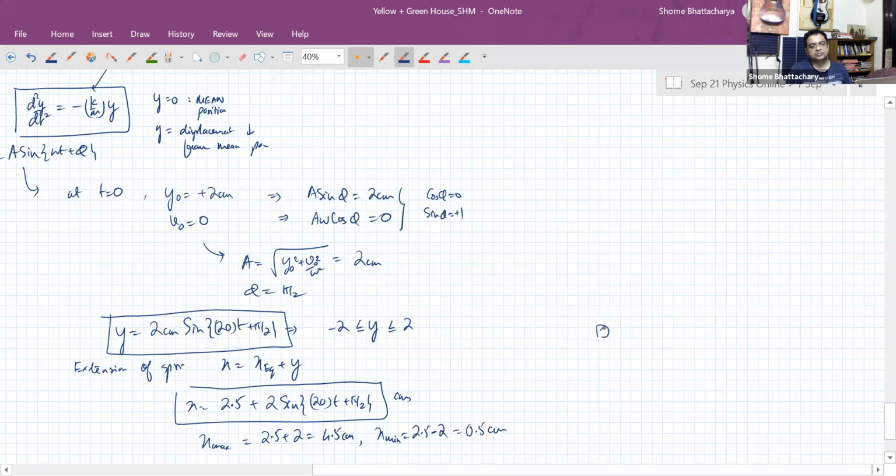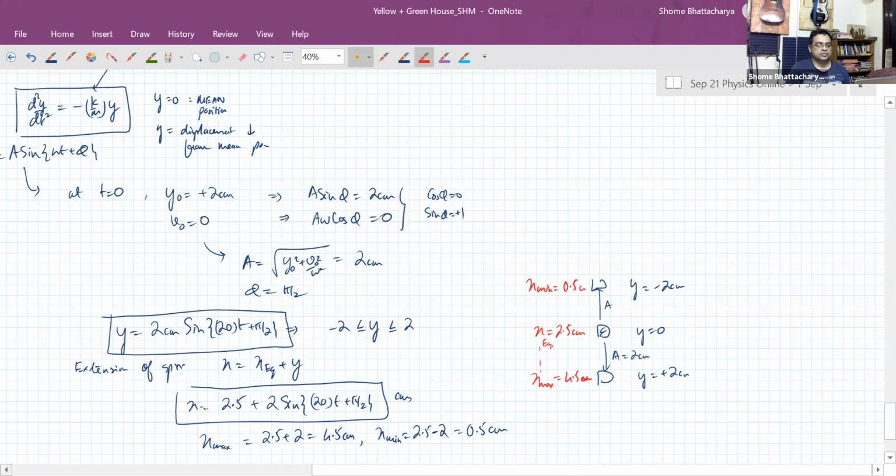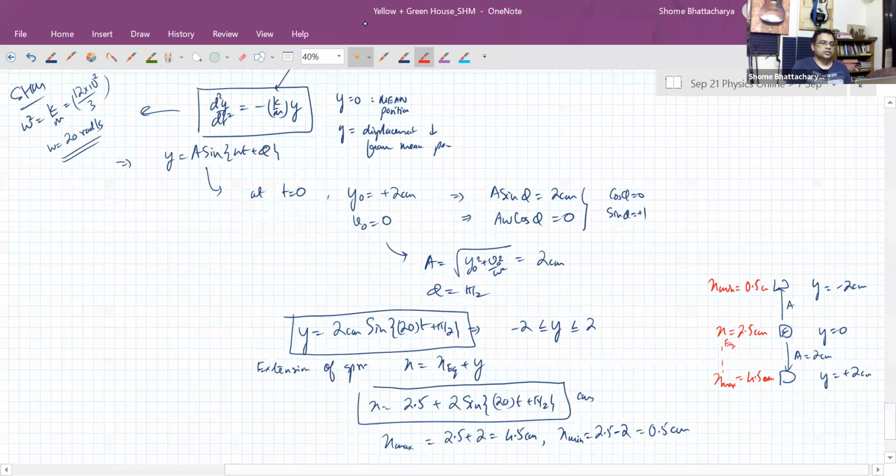So as the block is doing SHM, it's oscillating between one amplitude below and one amplitude above. But as far as the spring is concerned, here the spring has an extension of 2.5 centimeters. So here the spring has a maximum extension of 4.5 centimeters. And here the spring has a minimum extension of 0.5 centimeters, because this is the equilibrium state. Okay, so this is how you can make sense of this.